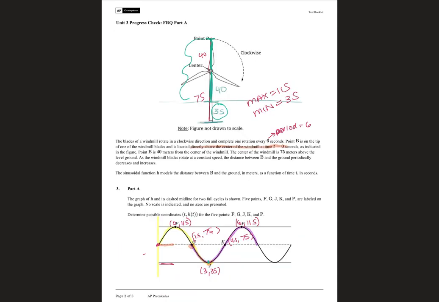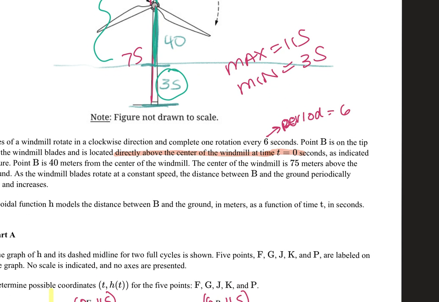So we got all the first one. Let's go to the second one. The second one says the blades of a windmill rotate in a clockwise direction and complete one rotation every 6 seconds. So right there, one rotation every 6 seconds means that that's your period. So the period is 6.